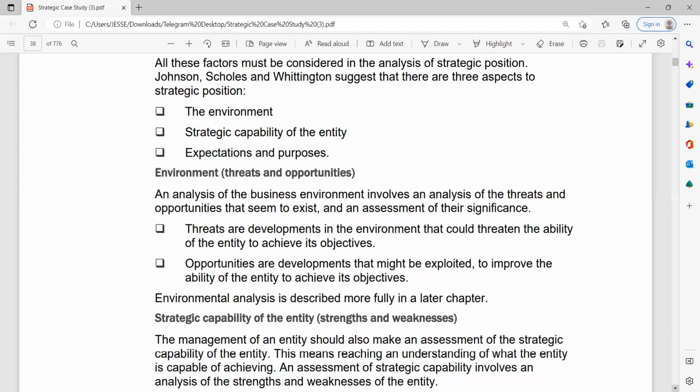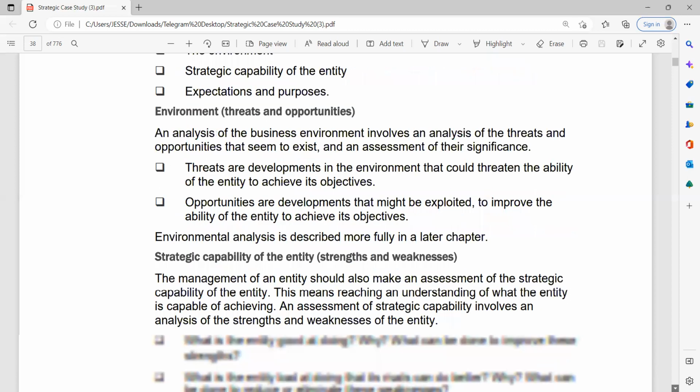Opportunities, on the other hand, are positive developments that, if grabbed, can improve the ability of the entity to achieve its objectives. So no need to memorize this, just understand the concept. Threats are bad, opportunities are good. And these exist in the external environment. As I discussed, environmental analysis will be discussed in detail in the future, and that's when you understand SWOT analysis and everything I'm talking about.